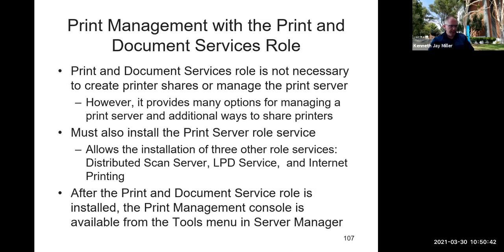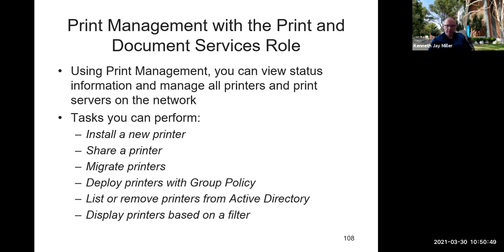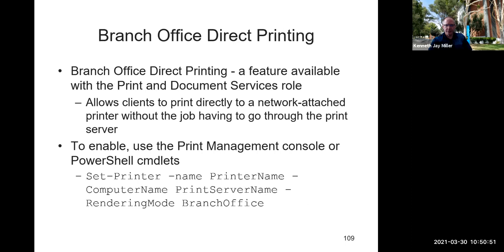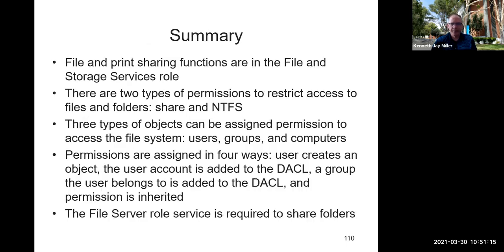All right. And I believe we're almost to the end here. And there's some more printing stuff. You can read this on your own time. You can also set up the branch office direct printing, which allows clients to print directly to a network attached printer without the job having to go through the print server. So you have to enable this and set that up. This is similar to the direct access and the VPN stuff. This is kind of in that category of services.